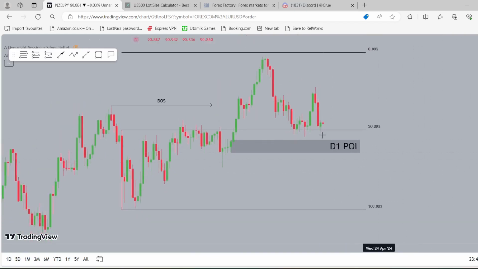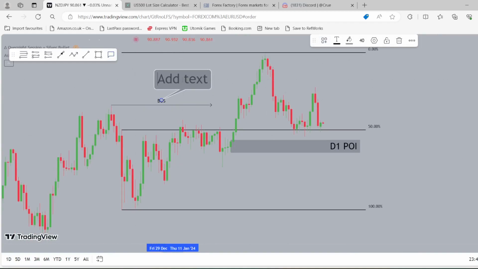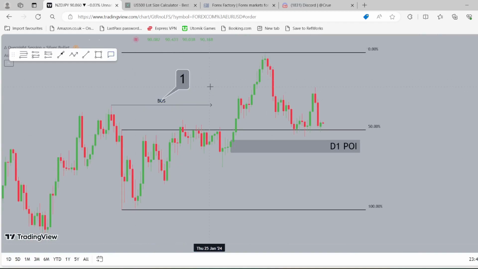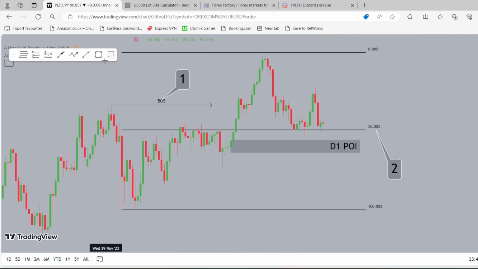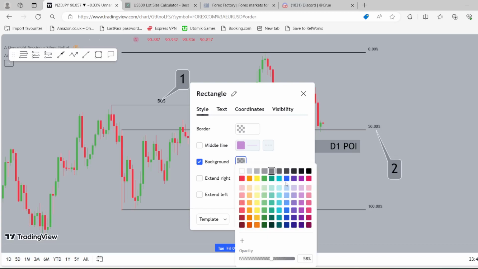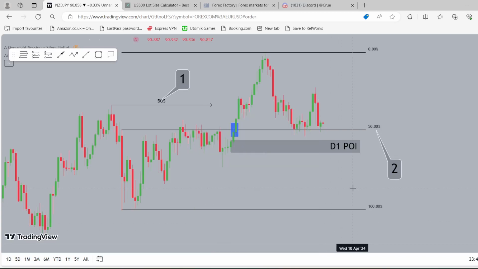Well, simply put, we've had a breaker structure. This is our first rule to an order block. We understand that price is in a discount, below the equilibrium. So this is rule number 2, price is in a discount. And rule number 3 is that price has left a fair value gap just over here. So 3 represents a fair value gap, or an inefficiency, in price. The inefficiency is around this region, highlighted in dark blue.